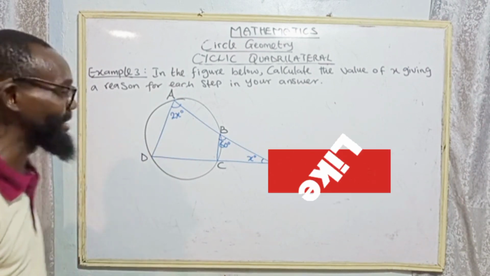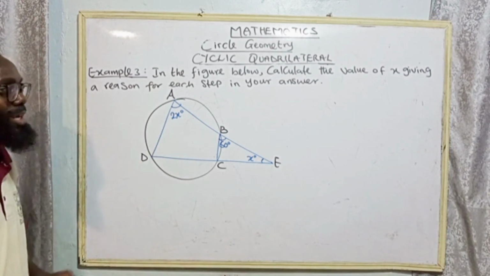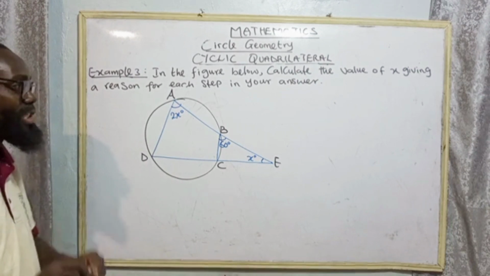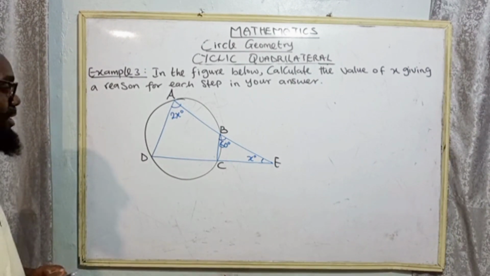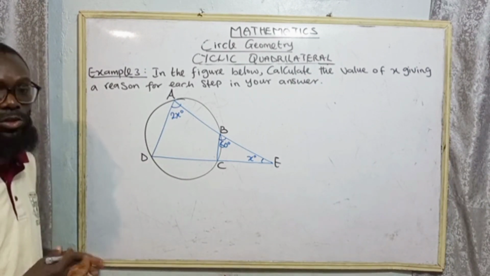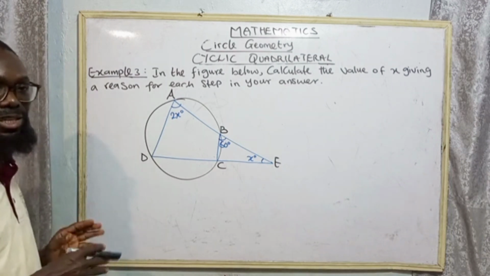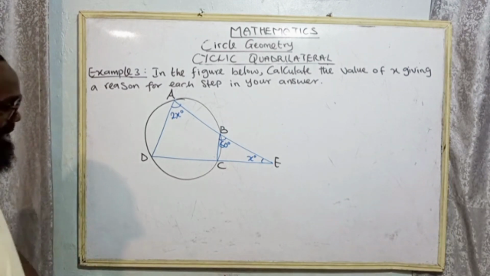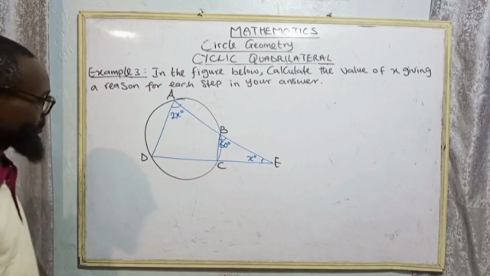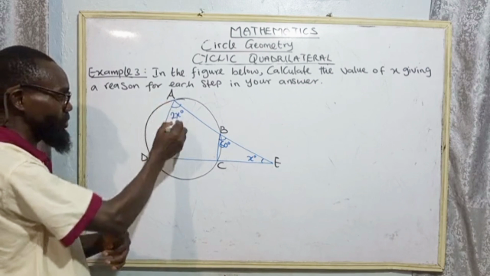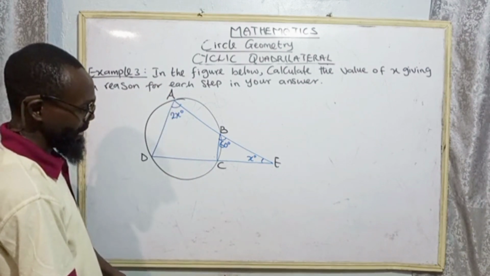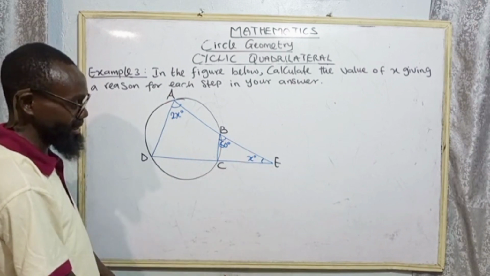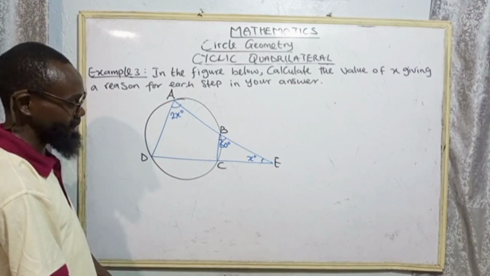Now let's proceed to example 3. In the figure below, calculate the value of x, giving a reason for each step in your answer. We are going to be given a reason. In the previous ones we have been doing, there must be a reason for each step. We want to find the value of x here. We are given angle A, 2x degrees, part of this angle B is 60 degrees, angle E, x degrees. How do we now find it?